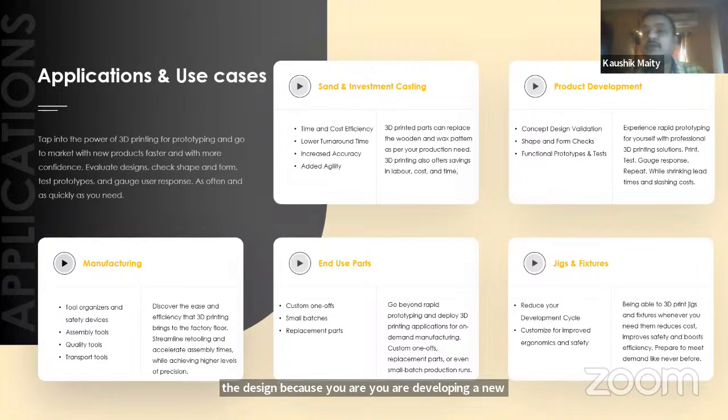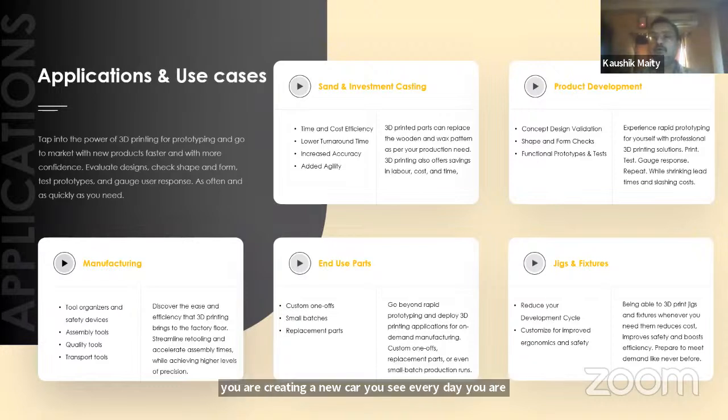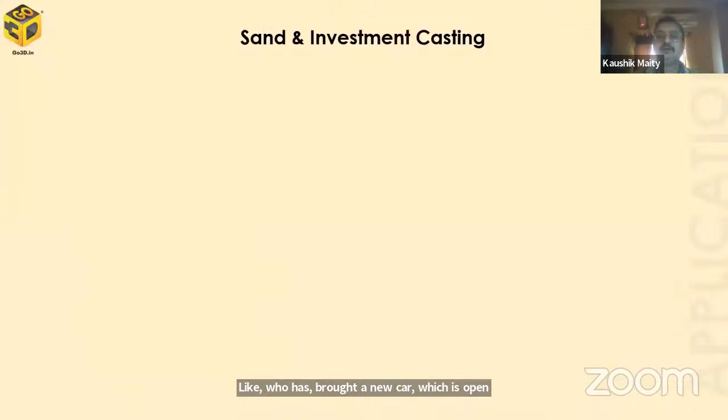In automobiles, it is a very good example that every time you are creating a new car, every day you are getting a new model, new Alto, new Celerio, right? With different cosmetic features. Though the engine capacity is the same 1200 cc, and the other technical systems are the same, they're changing the backlights, the bonnet shape, other cosmetic parameters, and they're bringing up an open roof. Like Hyundai has brought a new car, which is an open roof one. Yesterday I saw somebody using that for campaigning or something like that.